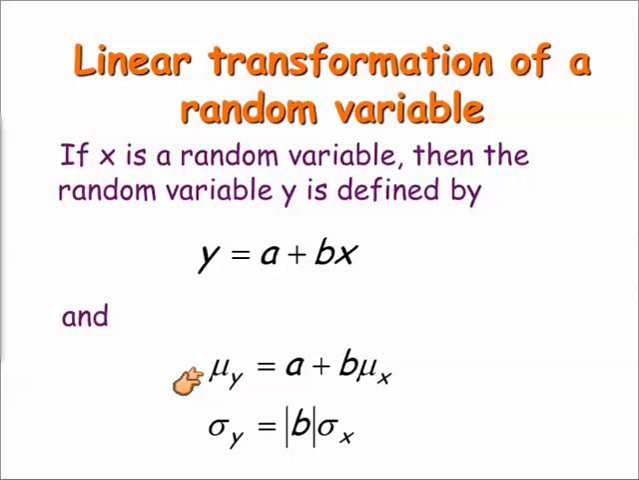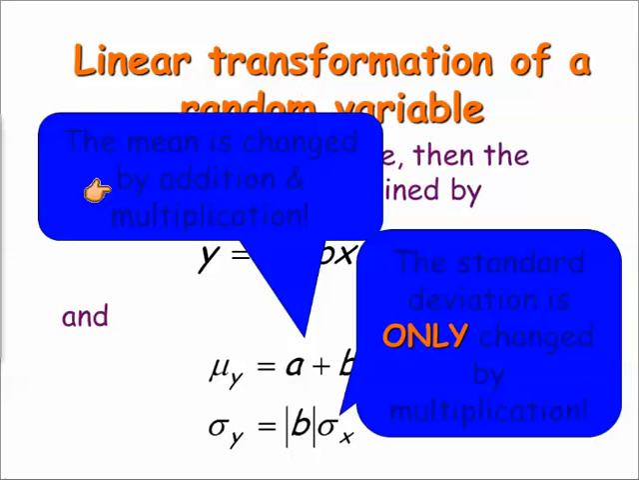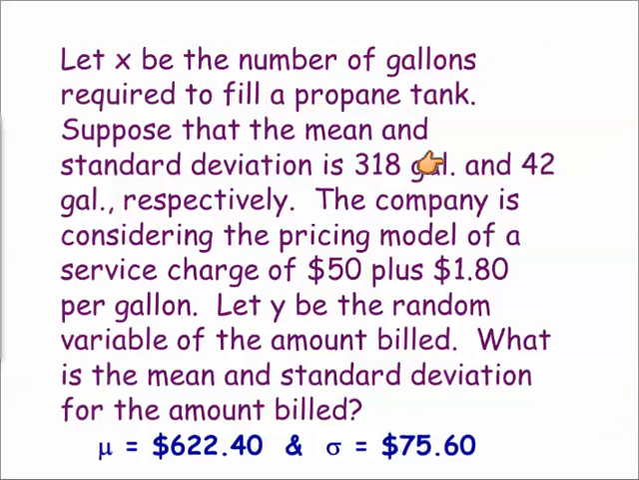Standard deviation is a little bit different, though. They use the absolute value of this b value to find the standard deviation. And there's no a on this one at all. It's just the same b value, but it's the absolute value of it. So if it was negative, it becomes positive. That's all that means. Cool. So the mean is changed by addition and multiplication. The standard deviation only by that multiplication.